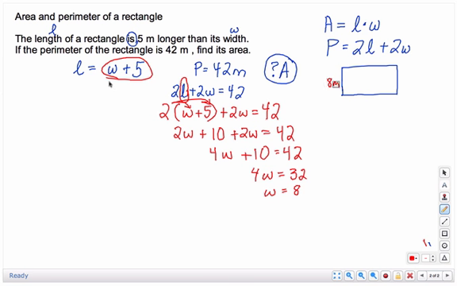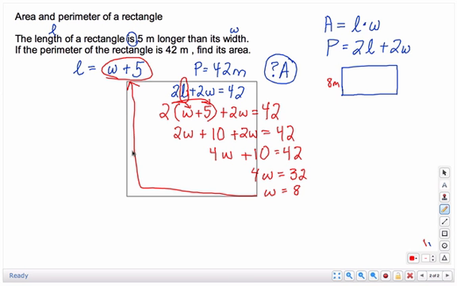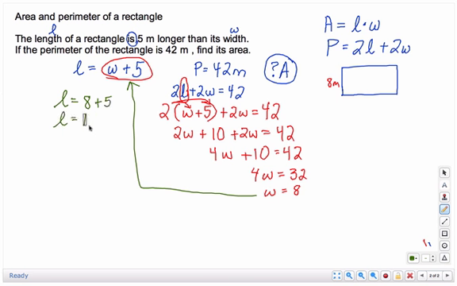And we can find out what the length is by plugging it back into this equation up here. You could plug it into either one of the original equations, but we're going to plug it into that one since it's already solved for L. So we're going to replace W with 8. 8 plus 5 is 13. So the length is 13 meters.